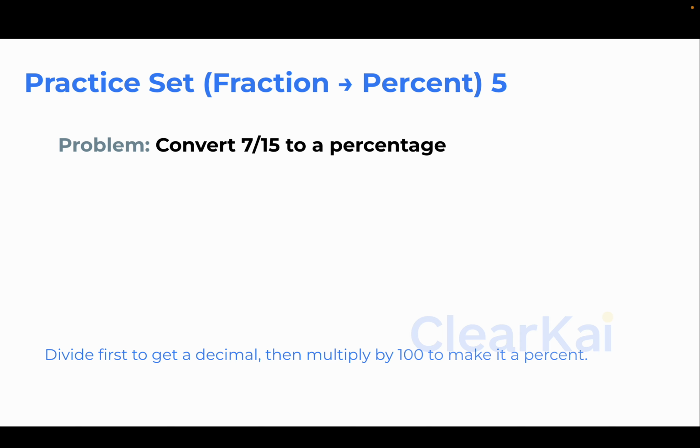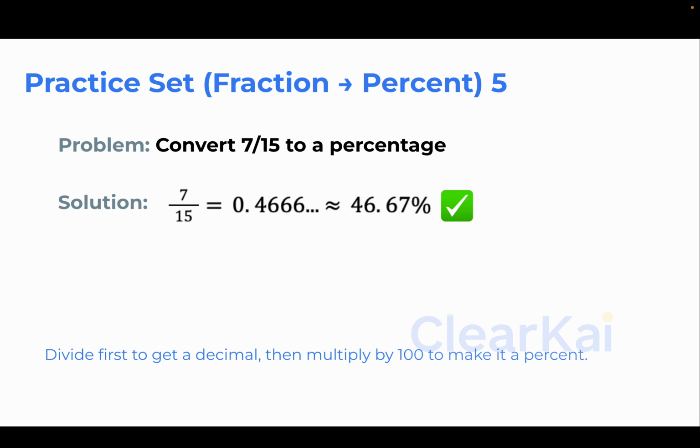Let's try one more fraction to percent example. We want to convert 7/15 to a percent. The first step is divide. 7 divided by 15 equals 0.466, repeating. Now we multiply that decimal by 100 to turn it into a percent. That gives us 46.67%. So 7 over 15 is about 46.67%.